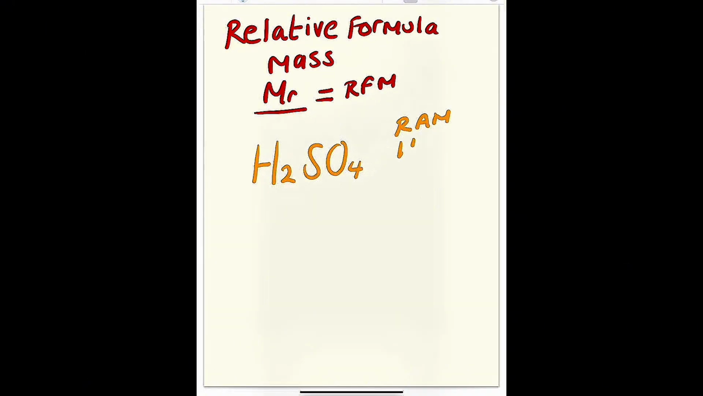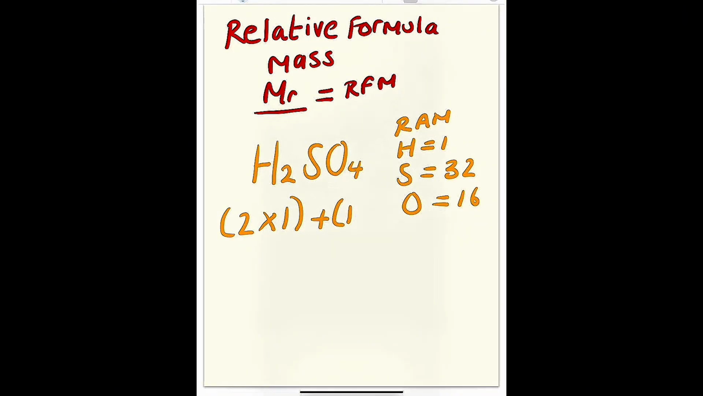Hydrogen is going to be 1, sulfur is going to be 32, and oxygen is going to be 16, and they normally do give you them in the question. So we've got 2 atoms of hydrogen, so I'm going to do 2 times the relative atomic mass, which is 1. Then we have 1 atom of sulfur, which is why we do 1 times 32. And we've got 4 atoms of oxygen, so we do 16 times 4.